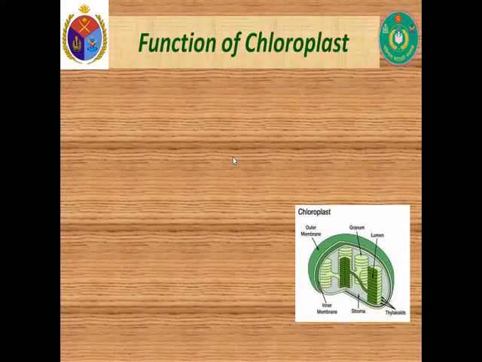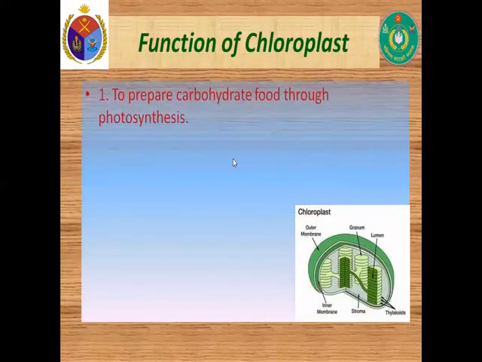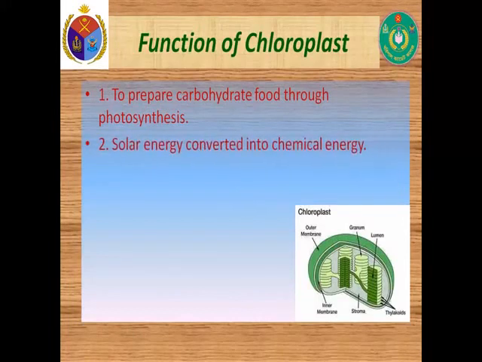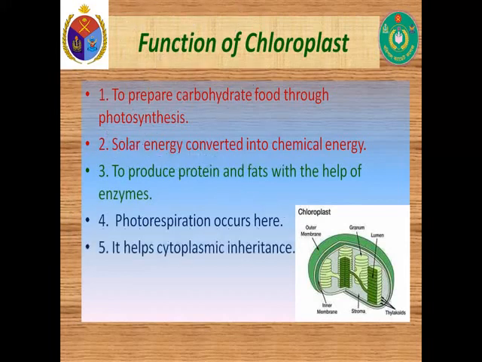Now, function of chloroplast. My dear cadets, number 1, to prepare carbohydrate food through photosynthesis. Number 2, solar energy is converted into chemical energy. Number 3, to produce protein and fats with the help of enzymes. Number 4, photorespiration occurs here. And number 5, it helps cytoplasmic inheritance.